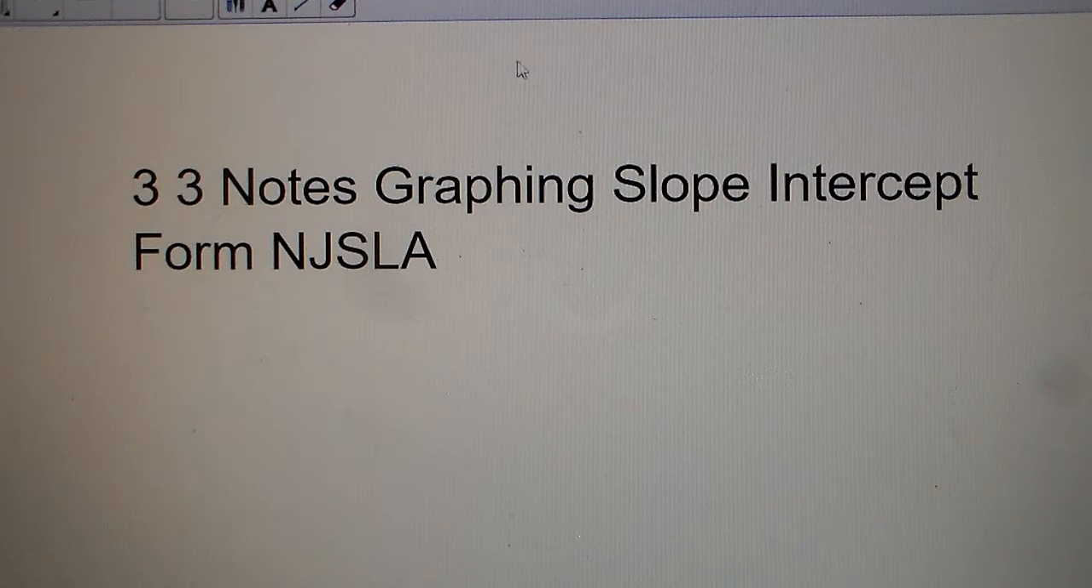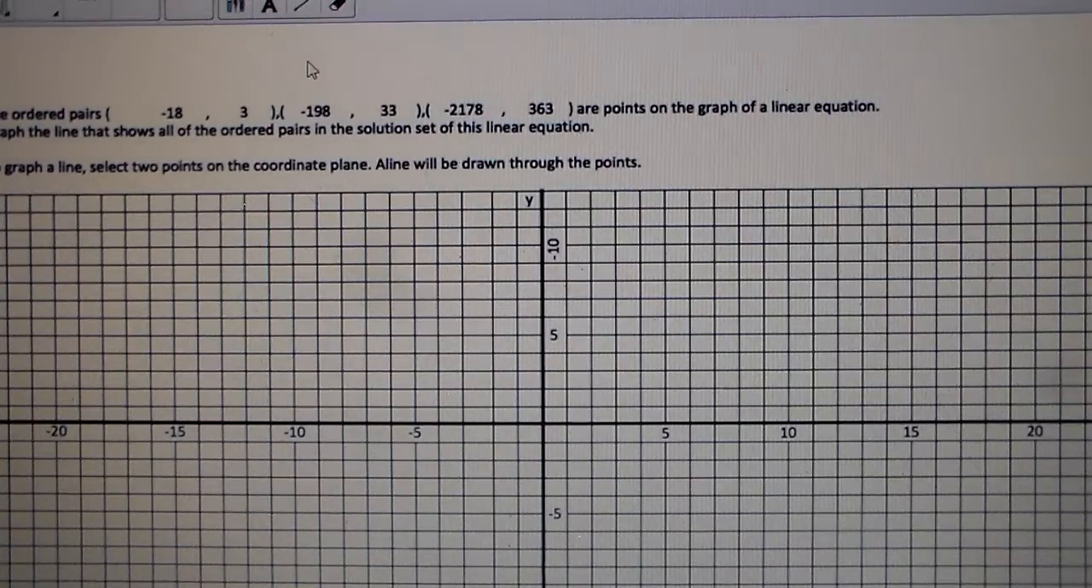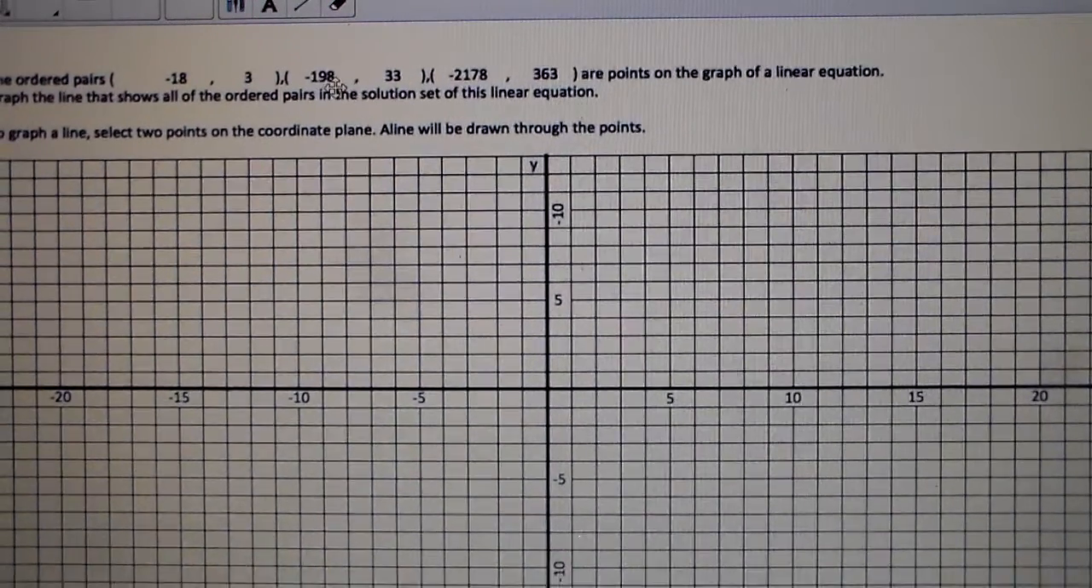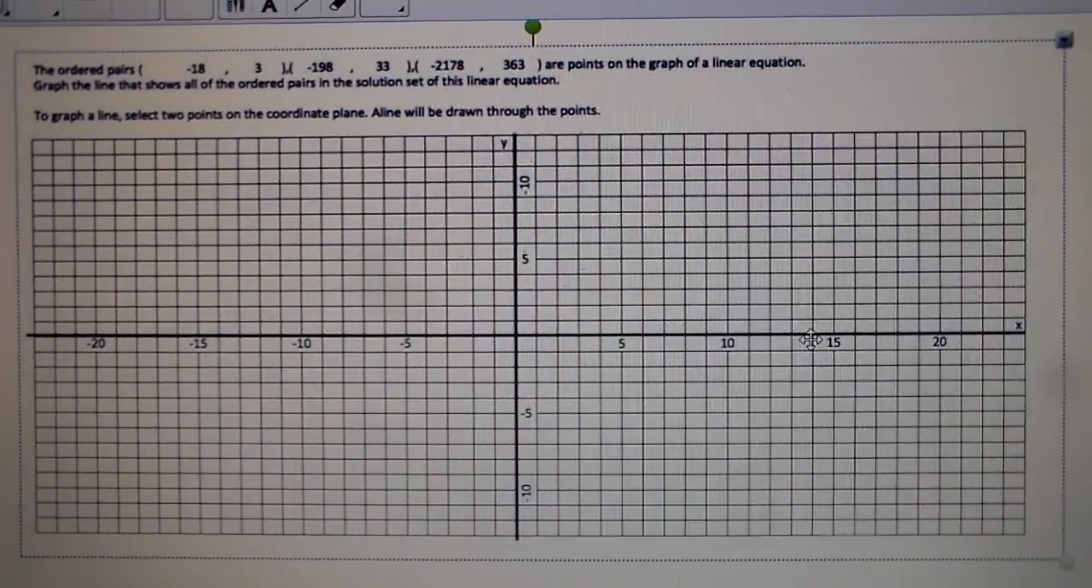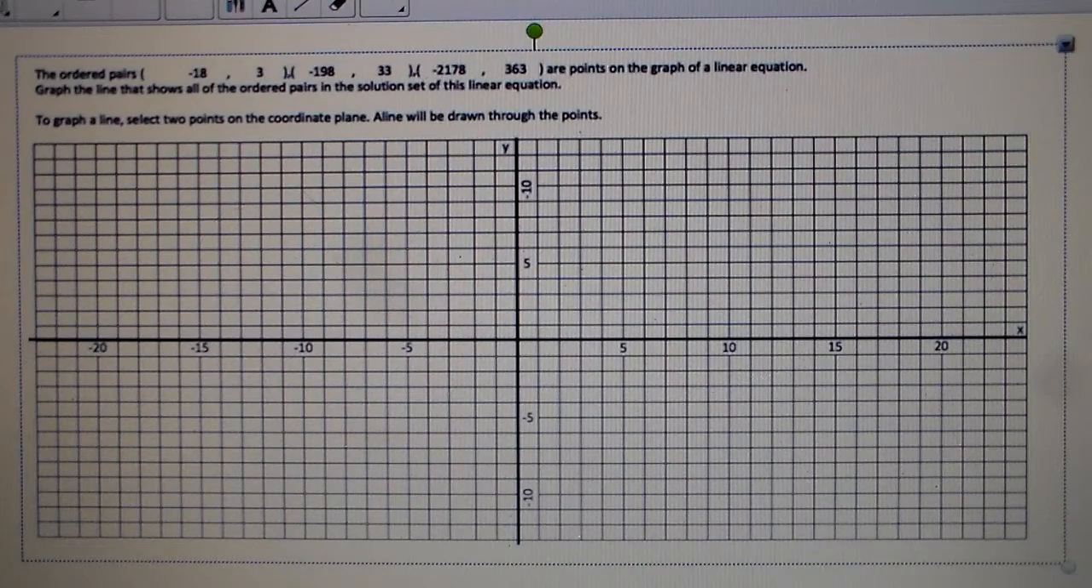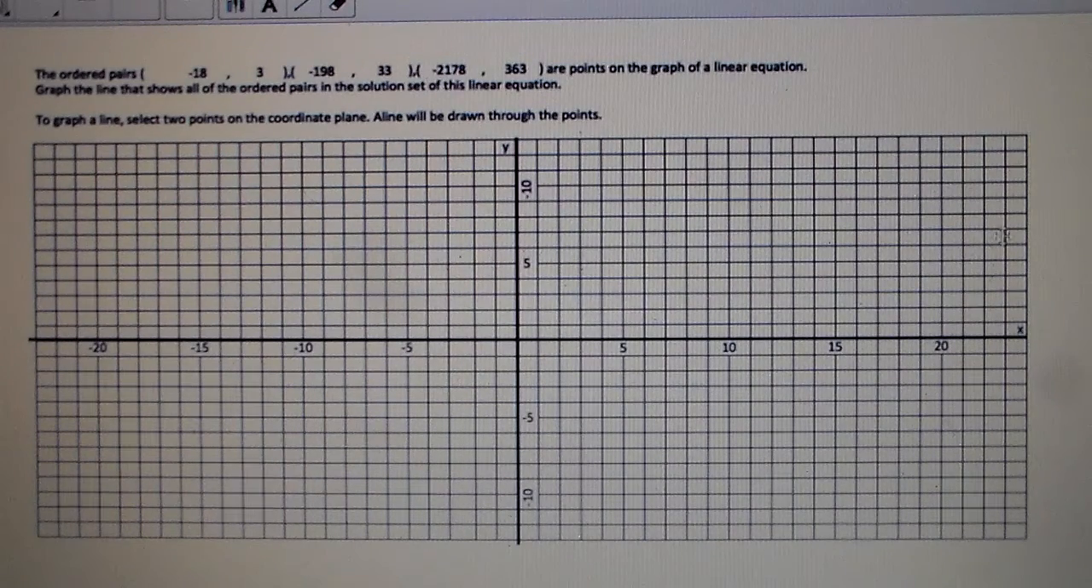Alright, today we have 3-3 notes on graphing slope-intercept form, similar to the NJSLA problems. What we have here is a unique style slope-intercept form problem. We have a bunch of ordered pairs listed, and I'll make it a little bit bigger so it's easier to see.